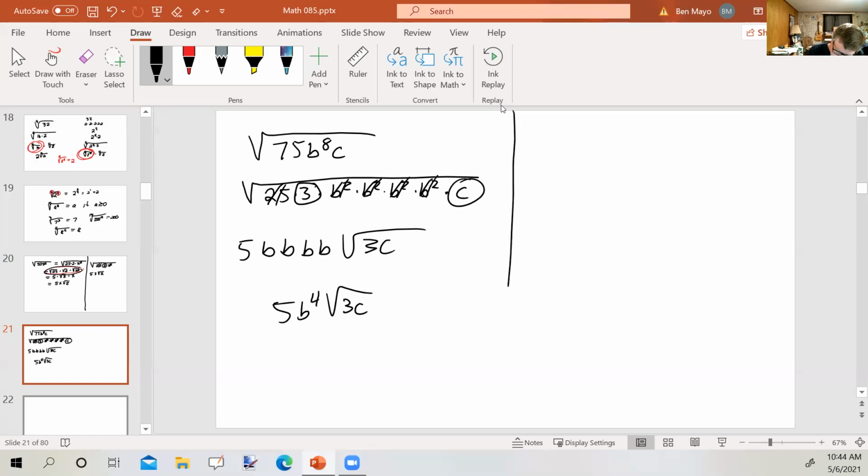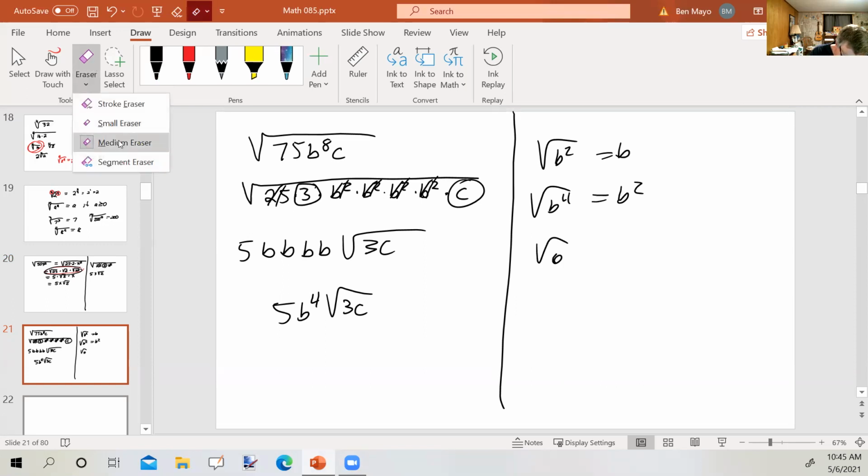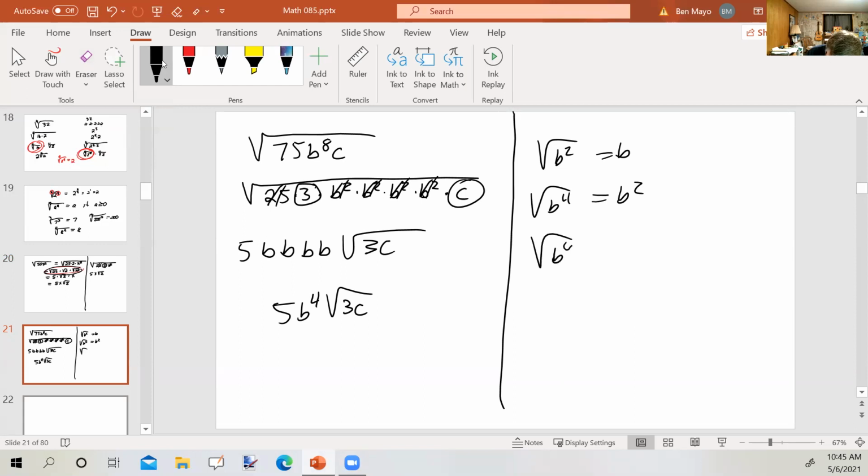Now, the square root of b squared is b, right? The square root of b to the 4th is b squared. The square root of b to the 6th is b cubed. The square root of b to the 8th is b to the 4th. Because in each case, we've got a 2 that's implied as the index. 2 divided by 2 is a 1, 4 divided by 2 is a 2, 6 divided by 2 is a 3, 8 divided by 2 is a 4.